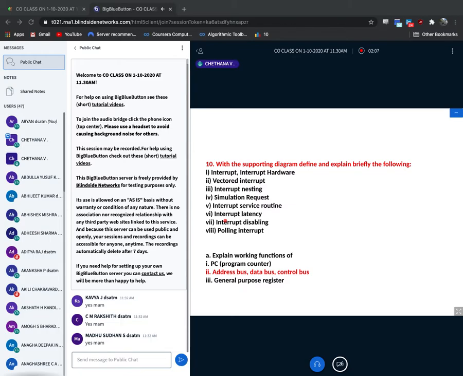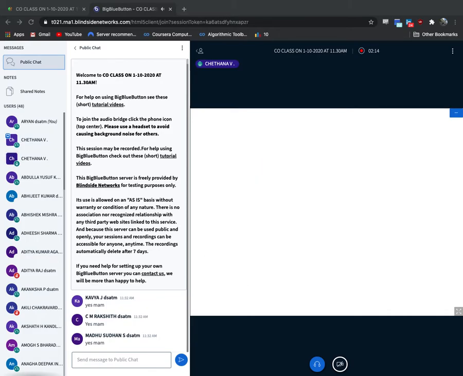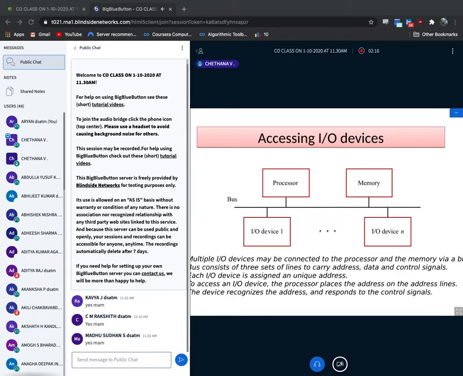Of these two questions, both are combined, so let's discuss the topic. We are going to discuss input-output devices: how the input-output devices will be utilized, and how they interact with the processor. That's the concept. See this diagram. You're able to see this diagram, right? There are n number of devices here.